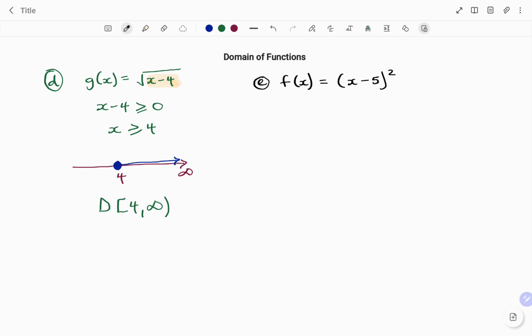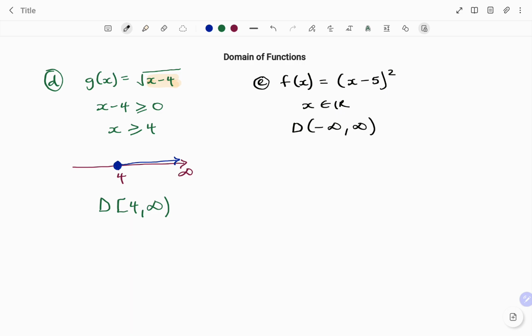In my next example, I have f of x equals x minus 5 all squared. Irrespective of what the value of x is, I'm going to have a valid value for f of x. So what that means is, my x is an element of all real numbers, and writing the domain will be my d is from negative infinity to positive infinity.